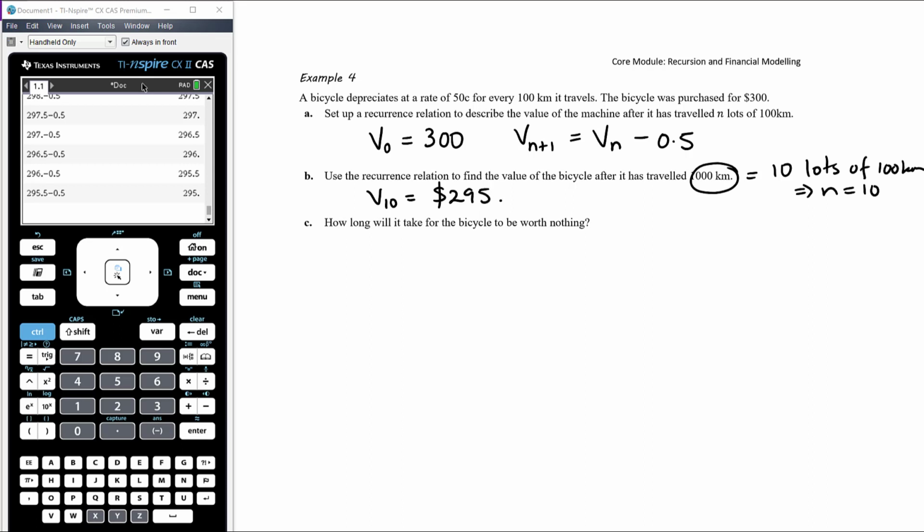Part C, how long will it take for the bicycle to be worth nothing? Now, we're going to be recurring a long time here, because it's only going down by 50 cents every time. And it shouldn't really say how long. It will be after how many kilometres. How many kilometres?